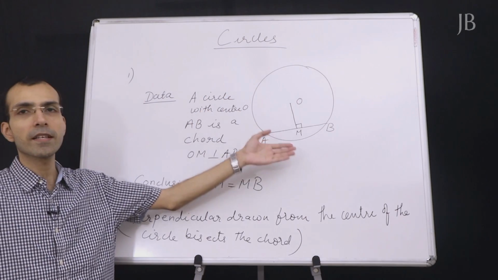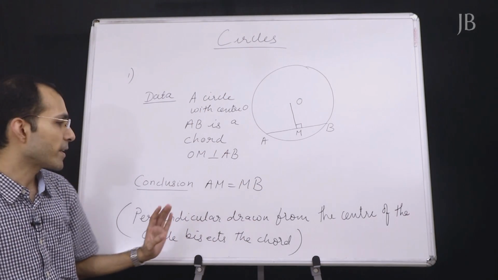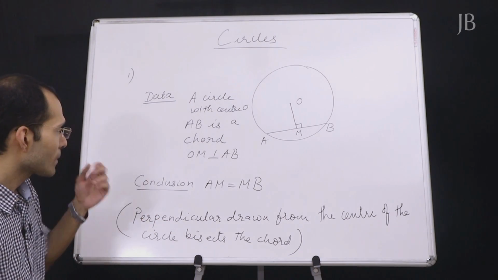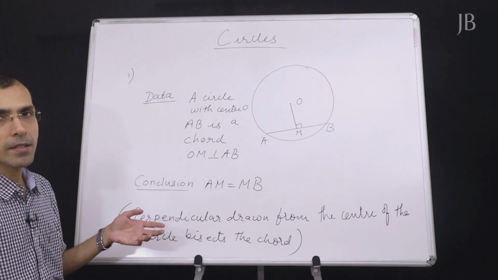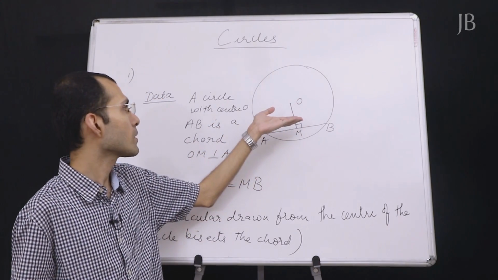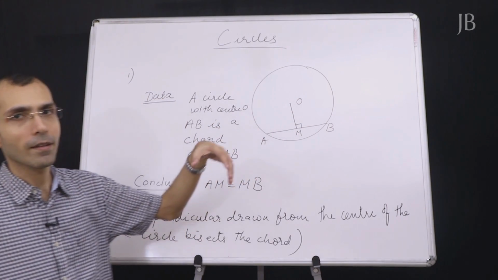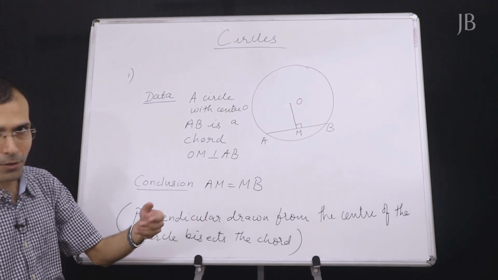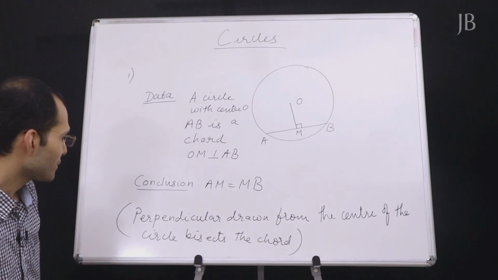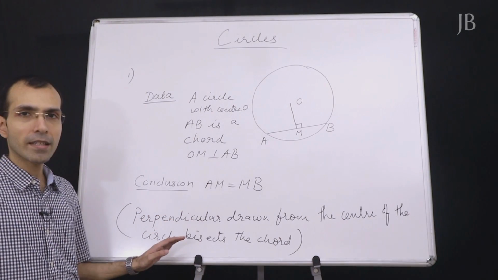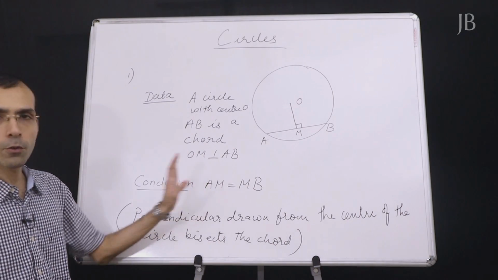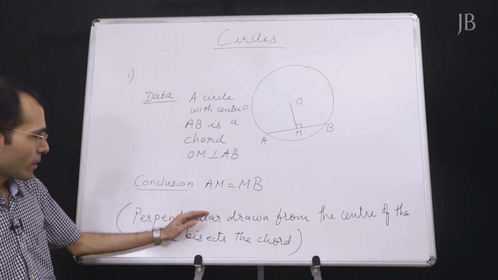And what is this concept called? Perpendicular drawn from the center of the circle always bisects the chord. Okay. But then that chord should not be the diameter, because if it is a diameter, then how would you draw the perpendicular on it? Because diameter is also a chord. In fact, it is the longest chord of a circle. So is concept 1 clear to you? So data is there, this is our conclusion, and this is the concept.